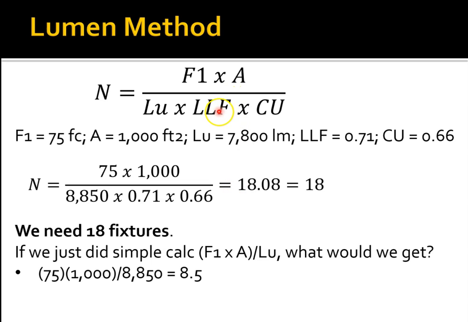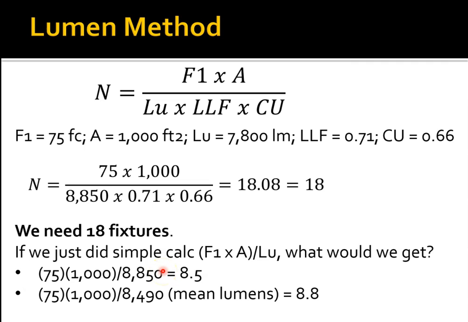8.5, right? We're ignoring the light loss factors and the CU. That's a big, big difference, right? Like that room is not going to be bright enough. And then let's say that's with our initial lumens. Let's say we do mean lumens, right? Which is from the specs of the lamps. Even with mean lumens, we're going to assume we only need like 9 of these, which is exactly half of what we actually need.